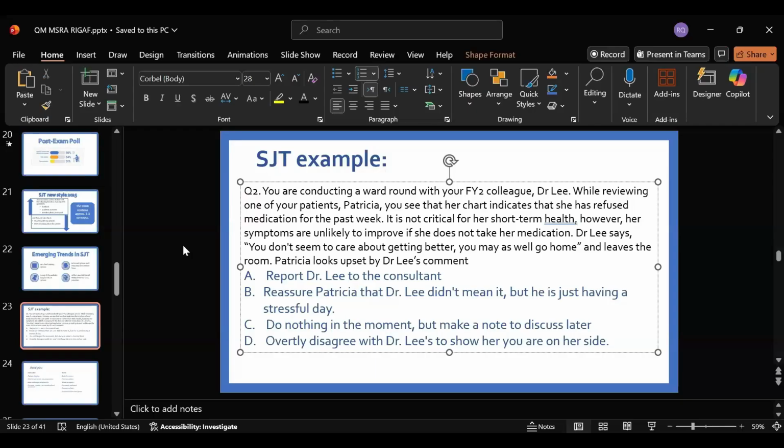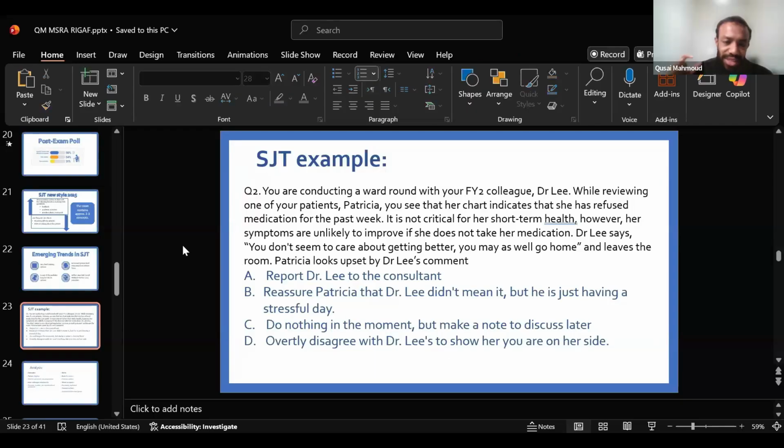So let's challenge every single answer. A: Report Dr. Lee to the consultant. Is that something you could do? I would say to report someone initially, that's unacceptable. Is there any case where I'm safe to report? The answer is yes. We have to know that. When could I report someone?